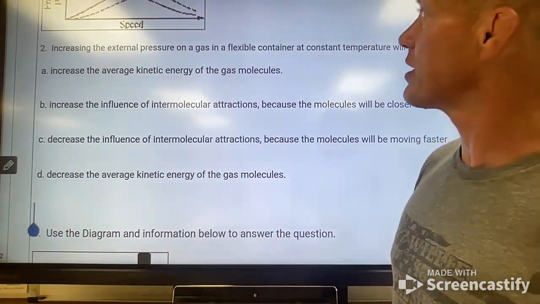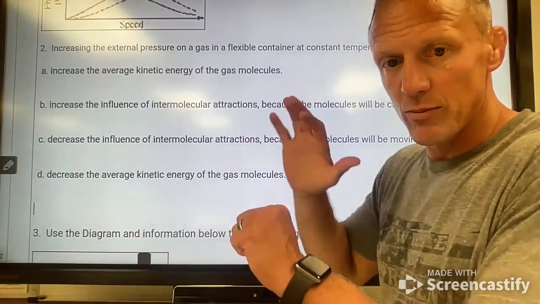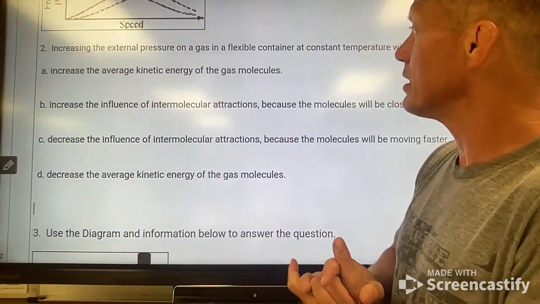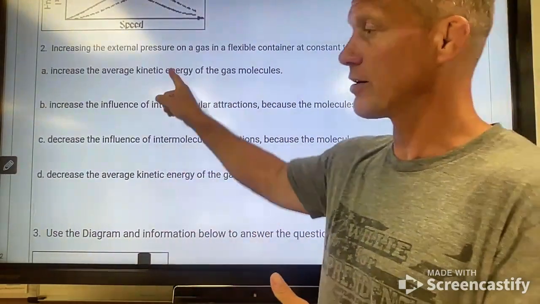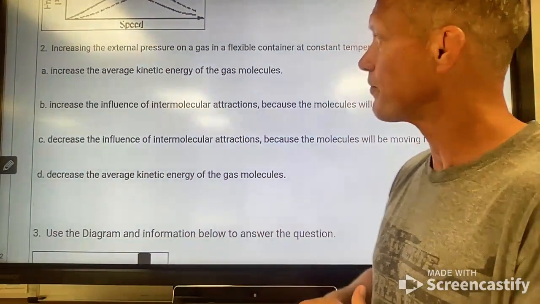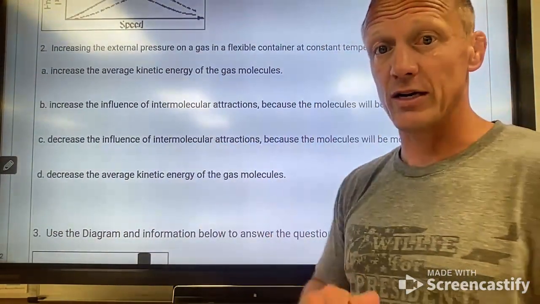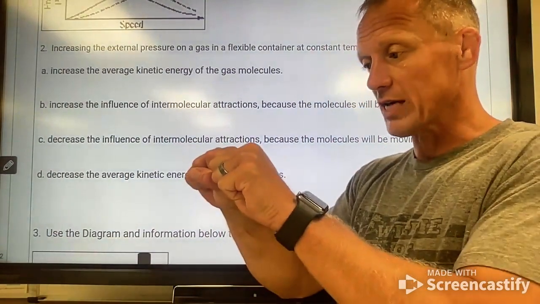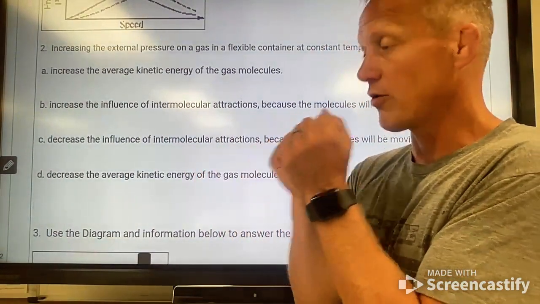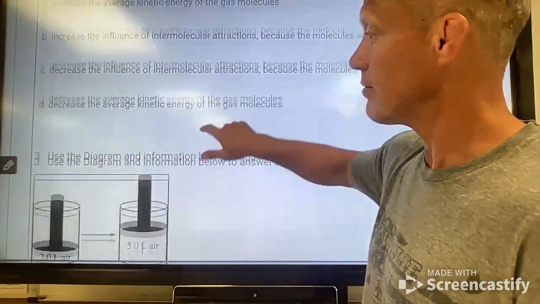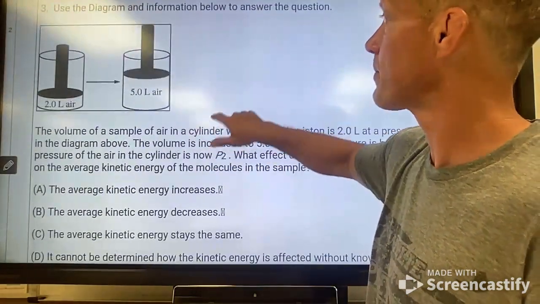Increasing the external pressure on a gas in a flexible container, like pushing a syringe in, does what to the kinetic energy? Does nothing to the kinetic energy. Kinetic energy is only affected by temperature. Increases the influence of intermolecular attractions. I'm not sure if you know what that even is yet, but molecules have some attraction for each other. The closer they are, the more attraction there is. So increasing the pressure would increase those. Not too concerned about that at this point in time. Will be later in the year.